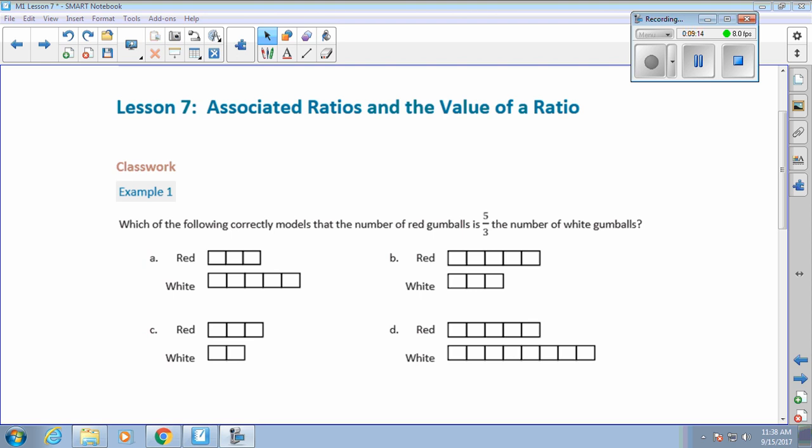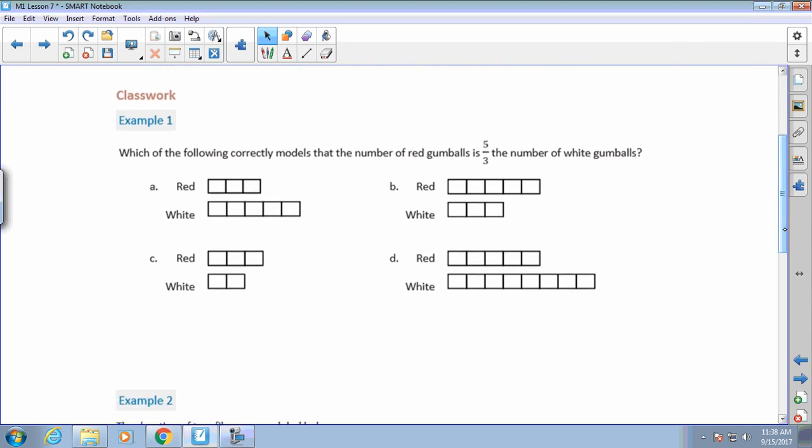So the fraction form. So when we talk about the value of a ratio and the associated ratios, it's taking us to that again, except for we're changing the wording a little bit. It says, which of the following correctly models that the number of red gumballs is 5 to 3? I'm sorry, is 5/3 is how you'd read that. The number of white gumballs. Let's read that again. Which of the following correctly models that the number of red gumballs is 5/3 the number of white gumballs? Who here can tell me what they think?